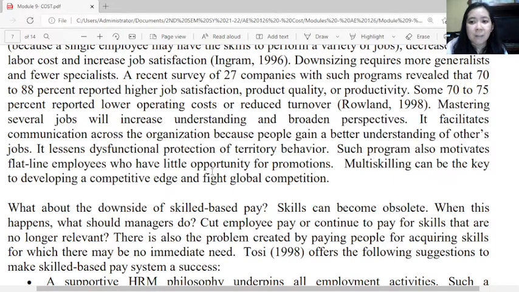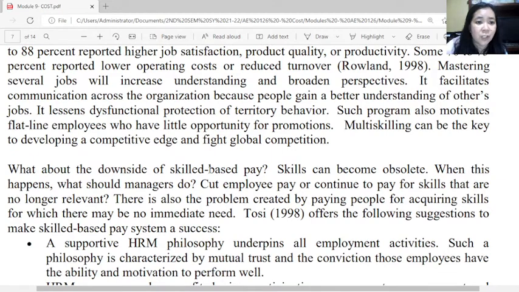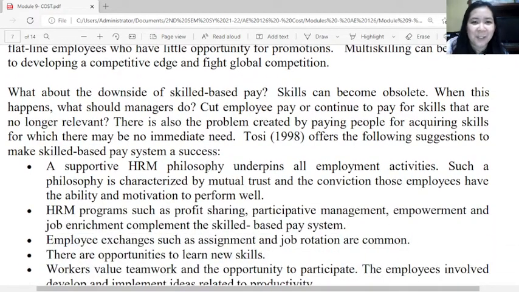Mastering several jobs will also increase understanding and broaden perspectives. That's true. It facilitates communication across the organization because people gain better understanding of others' jobs. It also lessens dysfunctional protection of territory behavior. Such programs also motivate flatline employees who have little opportunity for promotion, so they have to do and learn something new. Multi-skilling can be the key in developing a competitive edge and fighting global competition.